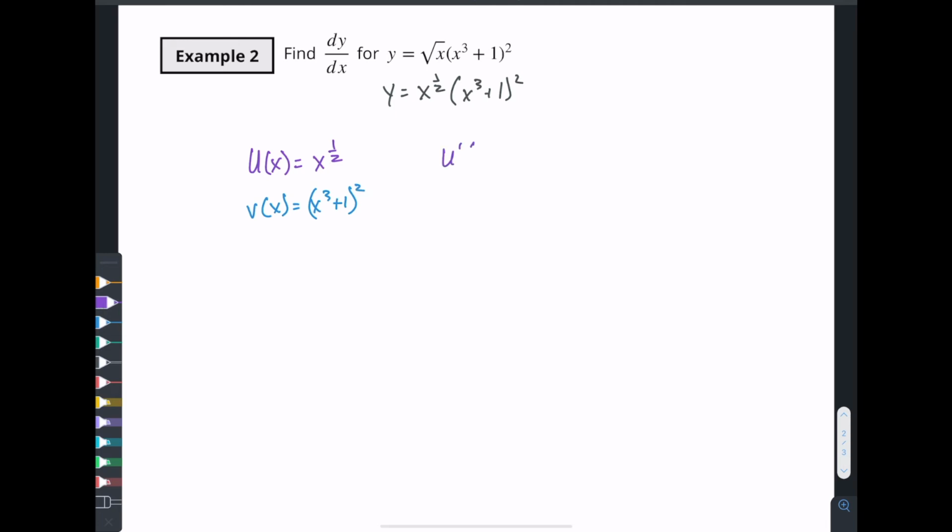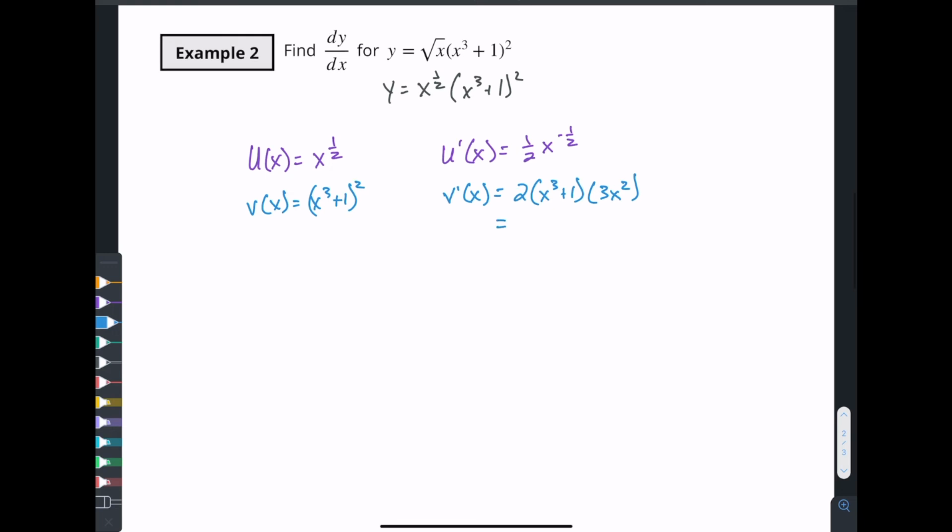Then our derivative of u is equal to 1/2 x to the negative 1/2. And our derivative of v, again I'm going to use the chain rule. So the 2 comes out, and I take the derivative of the outside: 2 times x cubed plus 1 to the first power, times the derivative of the inside, 3x squared. I could probably simplify this a touch further and say that's going to be 6x squared times x cubed plus 1.